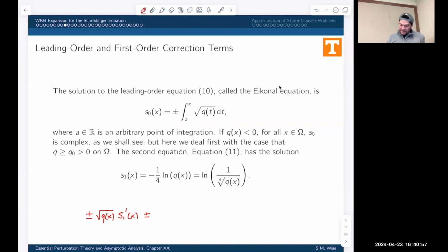So now we need the first derivative of the square root of q, right? So that's going to be 1/2 times 1 over the square root of q of x. And then what? Q prime. Q prime of x, yeah.